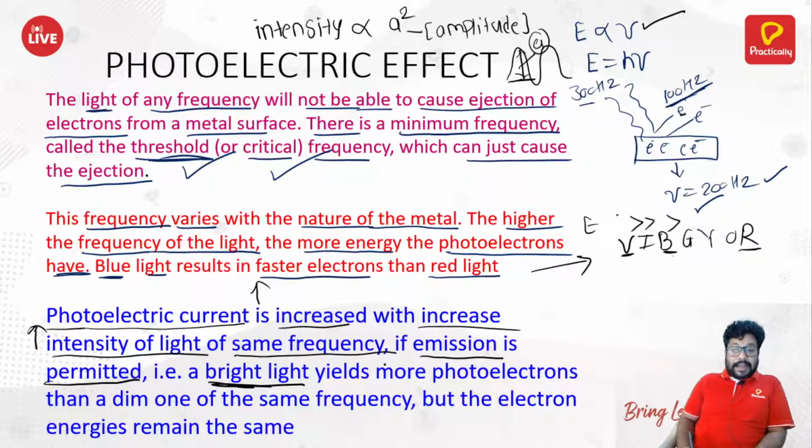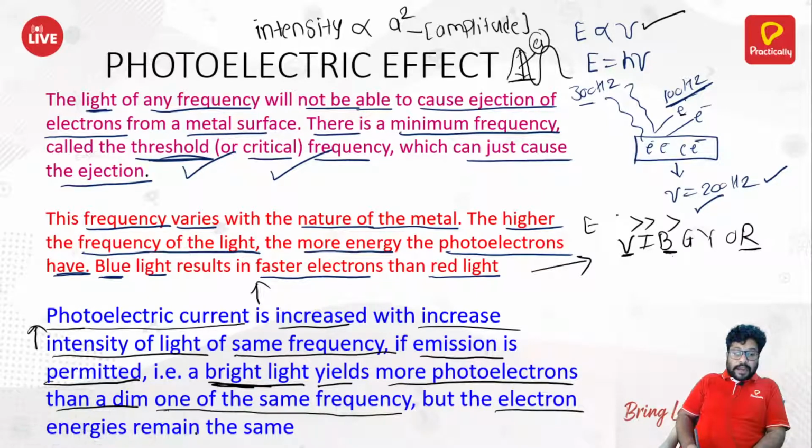So bright light yields more photoelectrons than a dim light of the same frequency. But the electron energies remain the same. So if you increase the intensity of light, now understand what I'm trying to say.